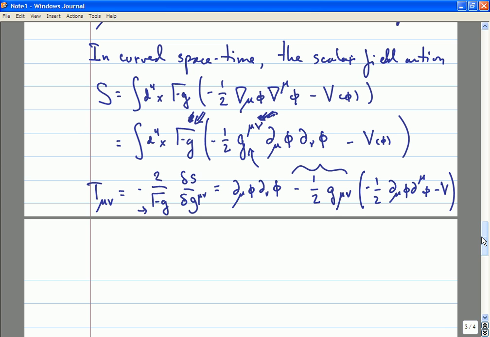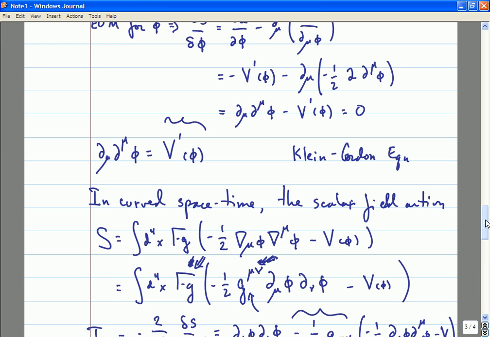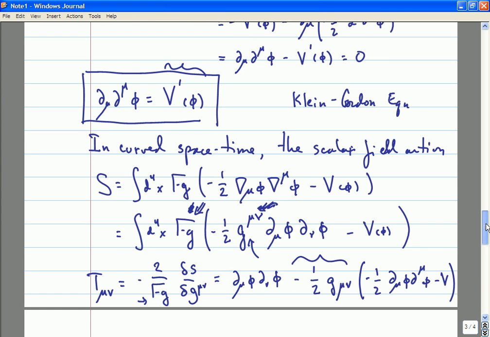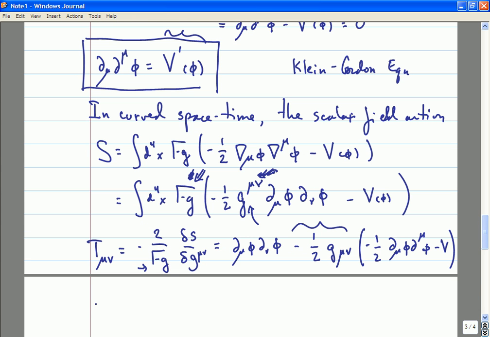And what is the equation of motion for the scalar field? Well, the equation of motion for the scalar field is found by covariantizing the equation of motion for the scalar field in flat space. So the equation of motion for the scalar field in flat space was this Klein-Gordon equation here. And we just covariantize it in the usual way by replacing partial derivatives by covariant derivatives.